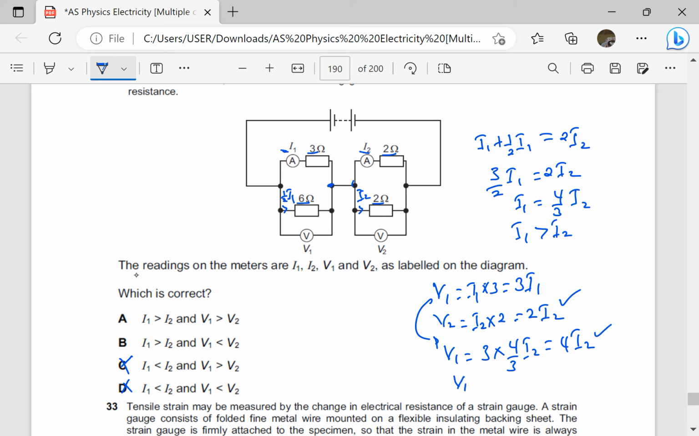So you see that V1 is twice V2. So V1 is greater than V2. So V1 should be greater than V2. So our answer is going to be A.